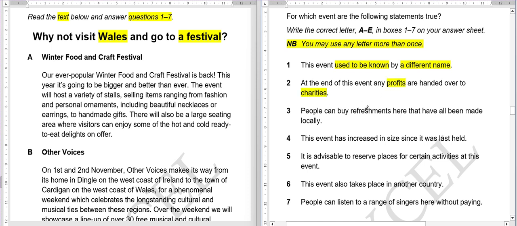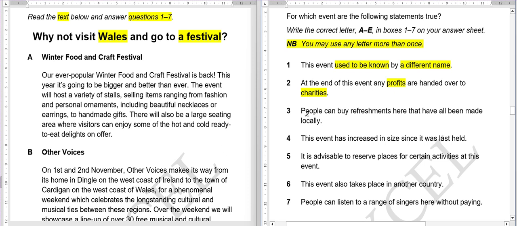Second, at the end of this event, any profits are handed over to charities. So we are giving money to charities. So in whichever paragraph there is written like giving money to some charity, or maybe instead of the word charity, they may say for a good cause, or to help poor people, to some special persons who are not able to take care of themselves, something like that. That's also giving money to charities.